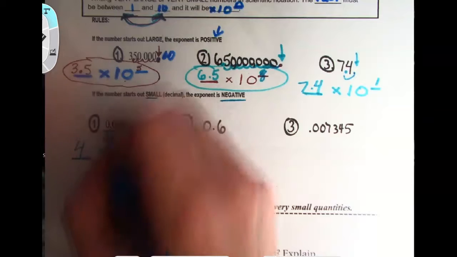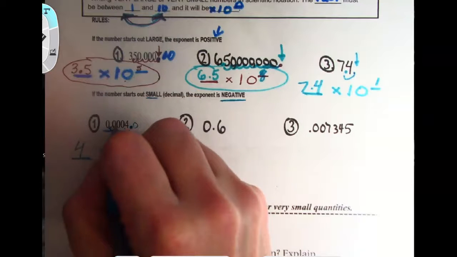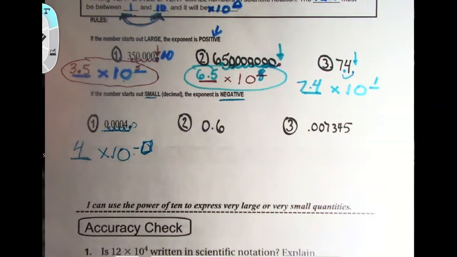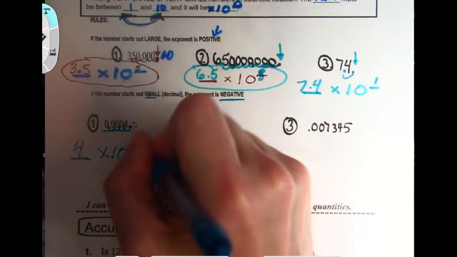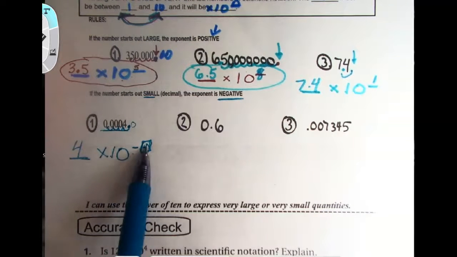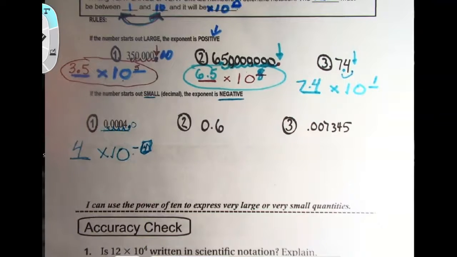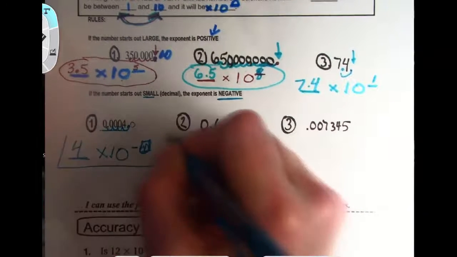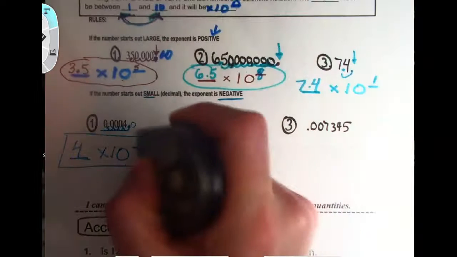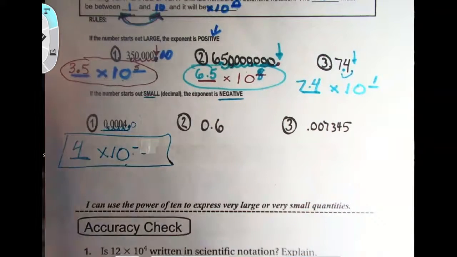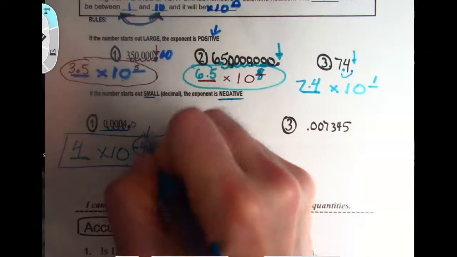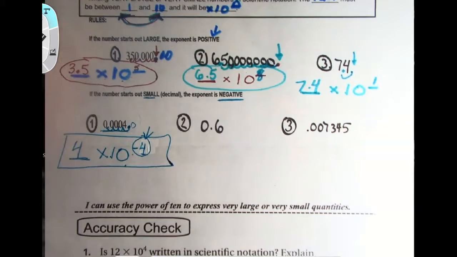And then I'm just going to count. How many did I go? 1, 2, 3, 4. I actually moved 4. So I'm going to put a 4 up here. And because it starts as little, the negative is just a given. It's automatically negative. So this is 4 times 10 to the negative 4. So if you can see this a little better, instead of taking the box away, to the negative 4. That's how I know right here it's a negative 4.